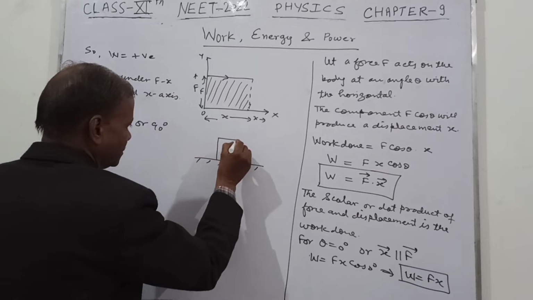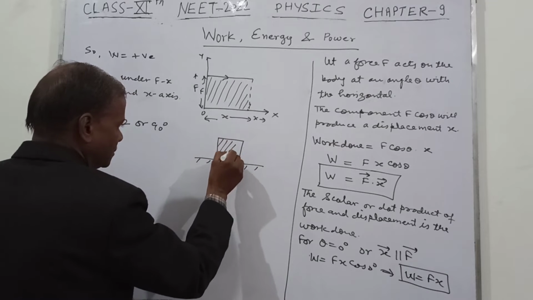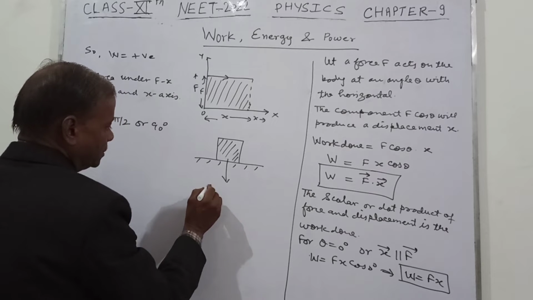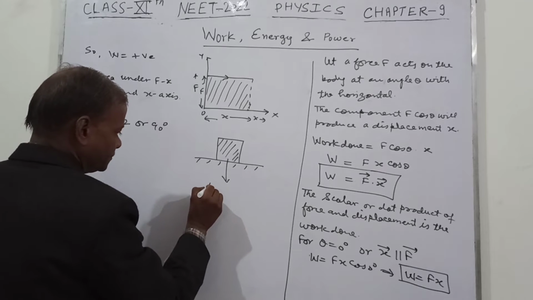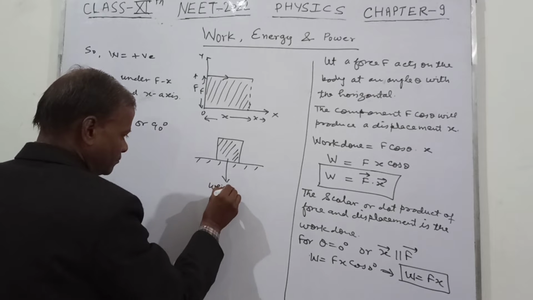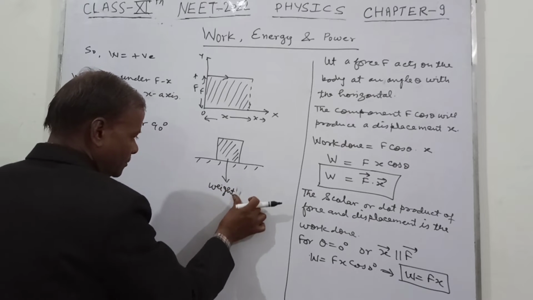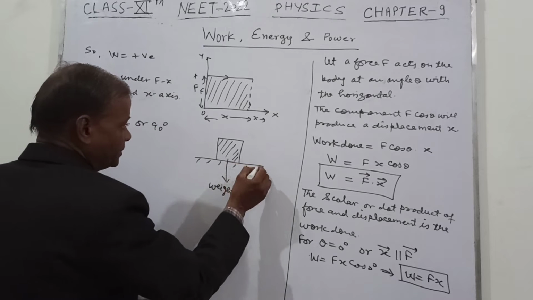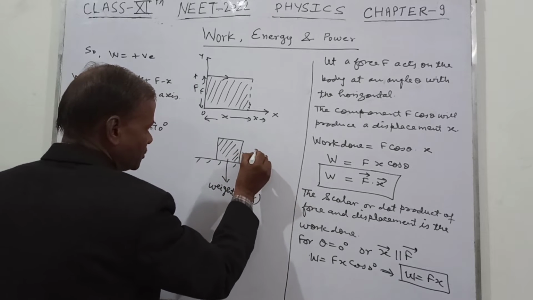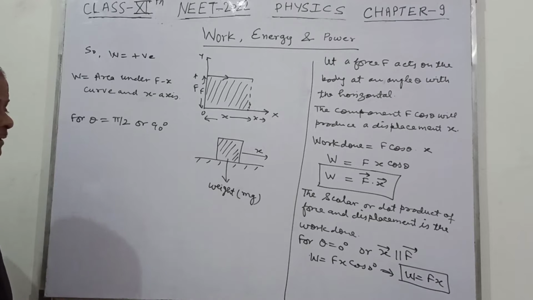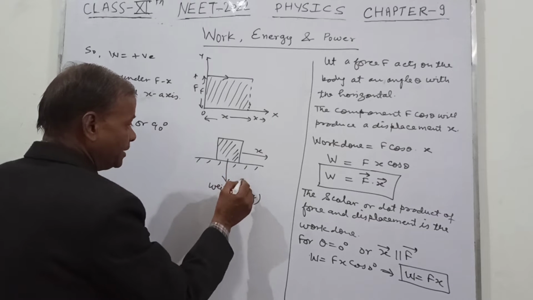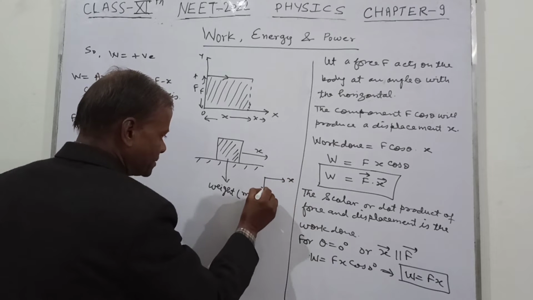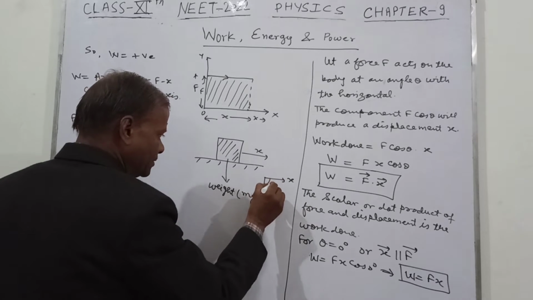This is the body. The gravitational force is acting on it, the weight mg, and the body is getting displaced in this direction. This is now suppose x. Then definitely this angle is equal to 90 degrees. So we are adding to this. This is x, this is F, then this angle is equal to 90 degrees.